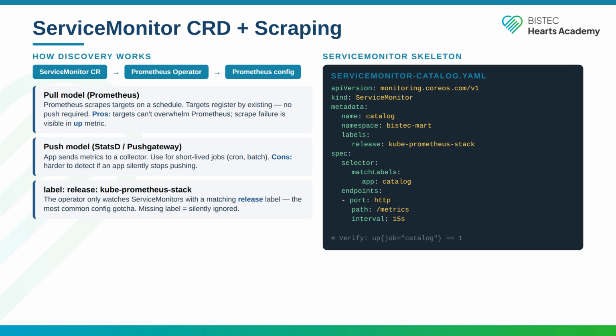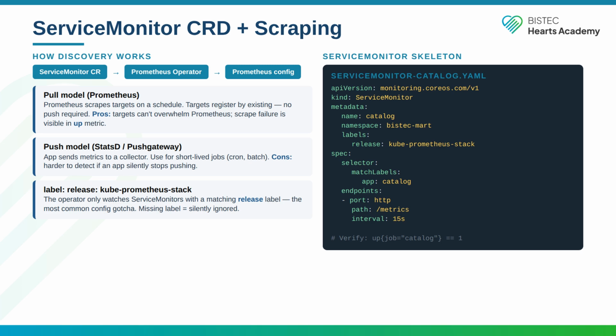Prometheus uses a pull model. It scrapes targets on a configured interval. Targets announce their availability by existing. No push is required. If a target goes down, Prometheus knows immediately because the up metric drops to 0.